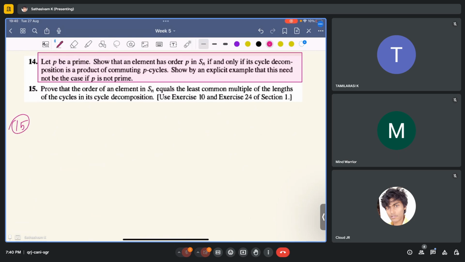Okay. So the question says the following: prove that the order of an element in Sn is equal to the least common multiple of the lengths of the cycles in its cyclic decomposition. So let's take a sigma belongs to Sn, okay, and write the sigma as the product of cycles. So we'll just look at how we can write it as specific.